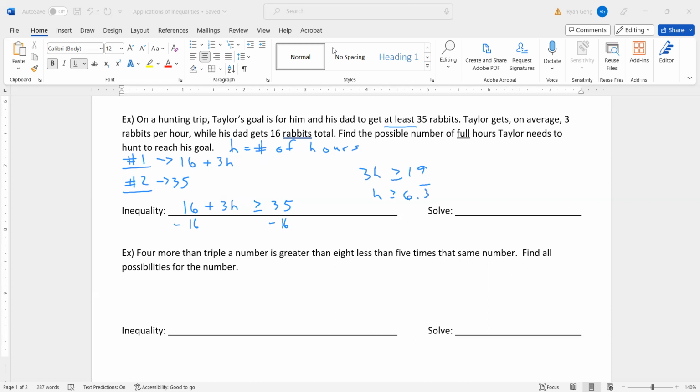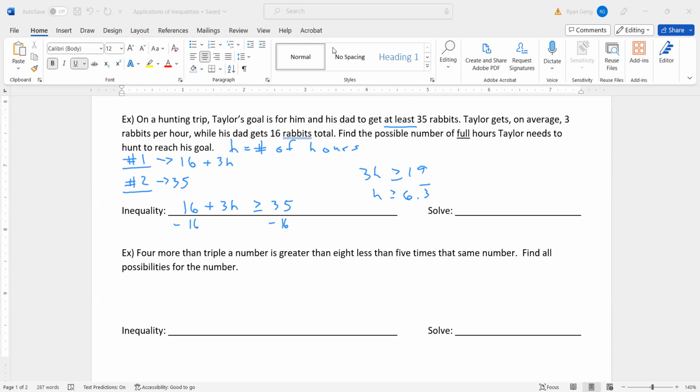Okay. So now I got to think about that. It says find the possible number of full hours. 0.3 is not a full hour. Rounding would say round that down to 6. And in this case, it actually does work that way. Actually, no, it doesn't. If I round that down to 6, 6 would not be enough, right?